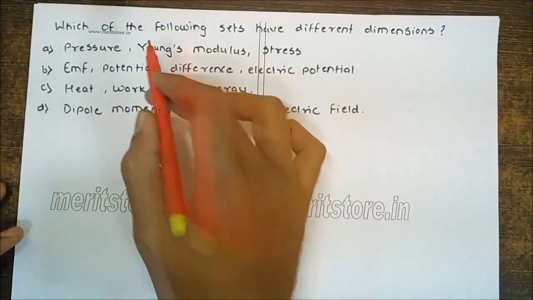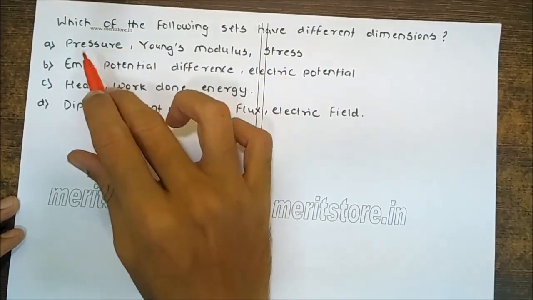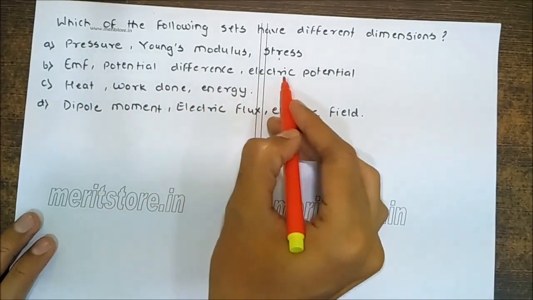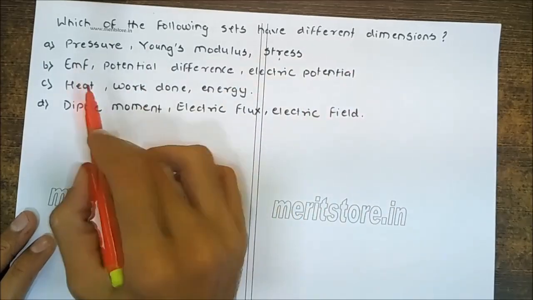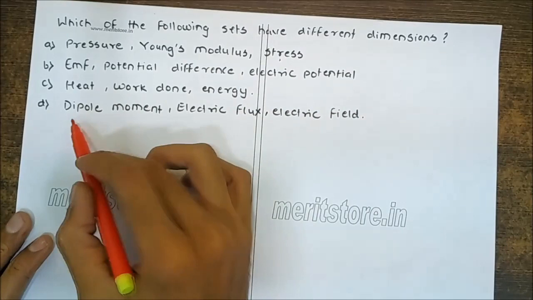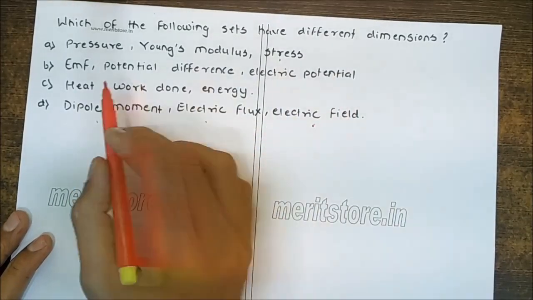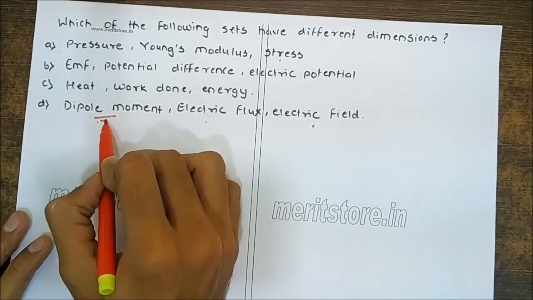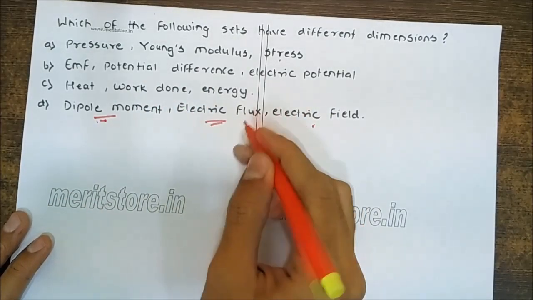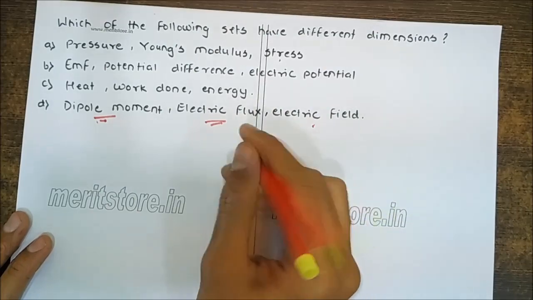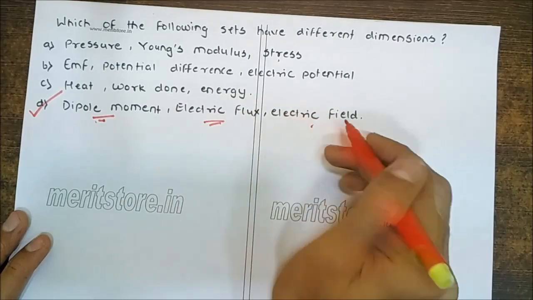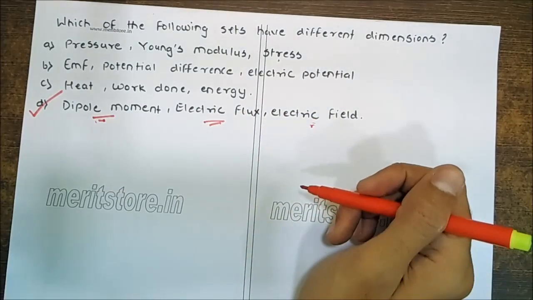Which of the following sets have different dimensions: pressure, Young's modulus, stress all have the same dimensions. EMF, potential difference, electric potential V will have the same dimensions. Heat energy, work done, or energy E or W will have the same dimensions. Dipole moment, electric flux, and electric field: here the dipole moment will be the charge multiplied by the distance, that is Q into 2L, and electric flux will be electric field E into the area. So these two have different dimensions, so the correct option is D. This set has different dimensions, and the electric field as well.